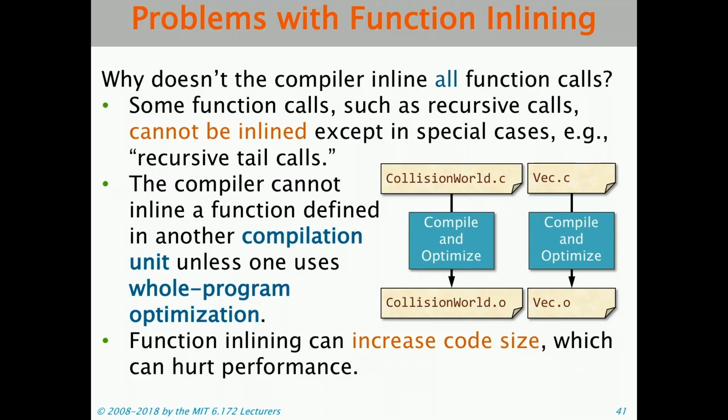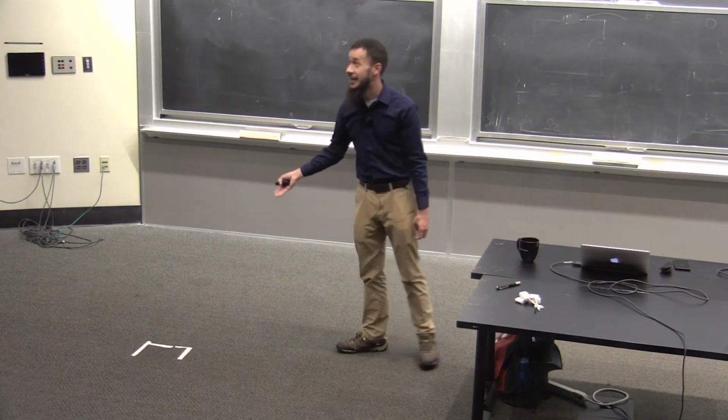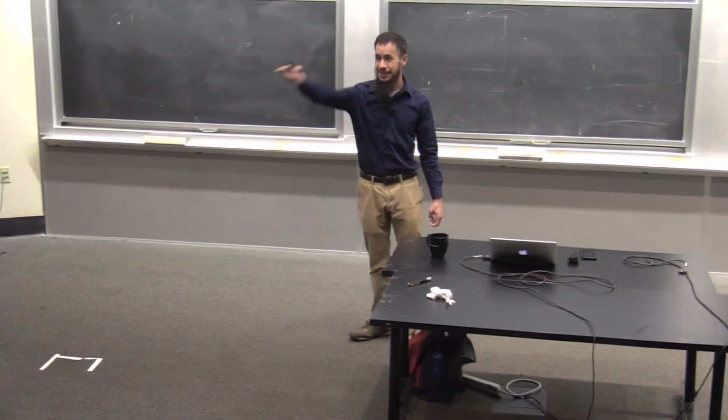And finally, as touched on, function inlining can increase code size, which can hurt performance. OK, so some functions are OK to inline. Other functions could create this performance problem because you increase code size. So how does the compiler know whether or not inlining any particular function at a call site could hurt performance? Any guesses? Yeah.